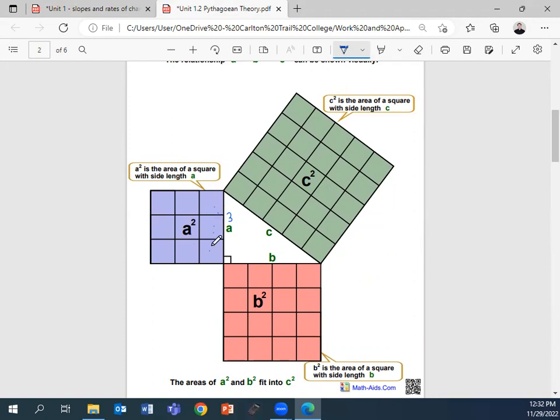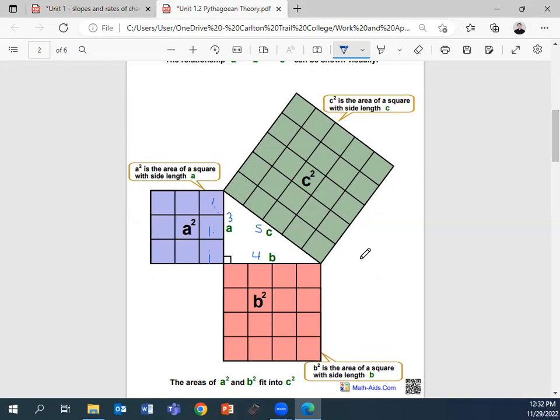There's just the 3 little blocks here. So that's 1, that's 2, that's 3. For B is 4. And in this case, C, which is the hypotenuse, they're telling us is 5. So what we use Pythagoras for is basically to find the length of one of the sides of a triangle.